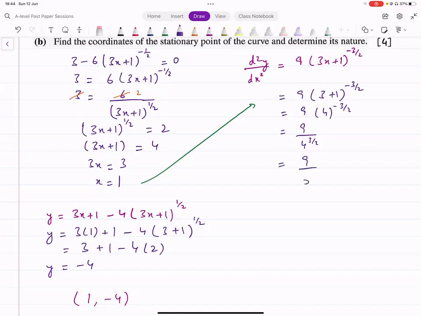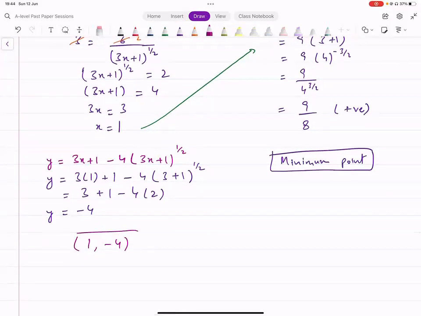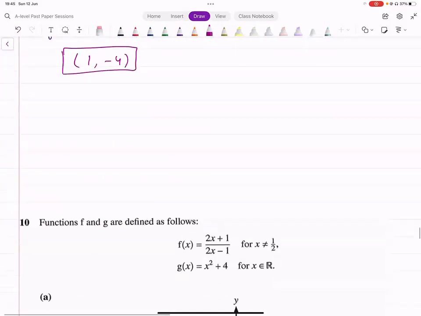So that's something positive. All we are interested in is whether this value is positive or negative. Since this turns out to be positive, we say the stationary point that we've got is a minimum point. Second derivative positive means that the stationary point is a minimum point, and that's what you have to figure out. So we've got the coordinates of the stationary point and the nature of that point as well. All right. Okay, so that was question number 9.